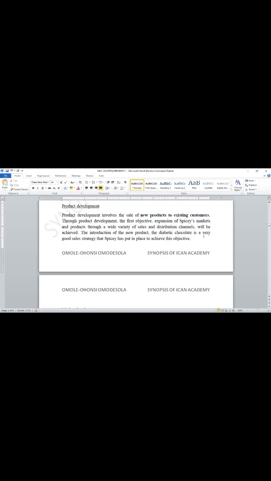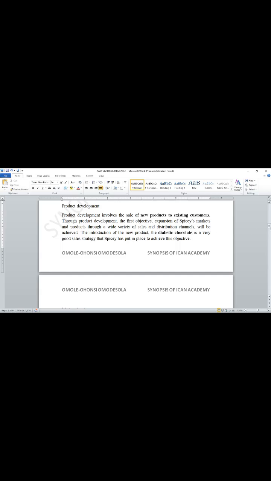So now, these same existing customers in Abuja and Lagos, we now want to give them another chocolate. For instance, diabetic chocolates. Introduction of diabetic chocolates is a very good strategy. So this diabetic chocolate that we're introducing, we want to start selling it to Abuja and Lagos residents. So now this will help us to achieve the first objective: to be able to expand our market and product, and expand through a wide range of distribution channels. Because we already have a new product, we are putting it into the market, developing it.